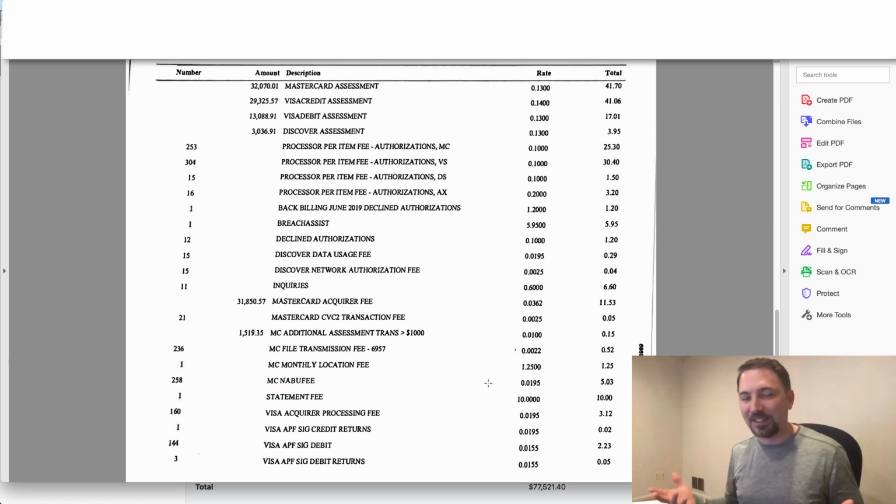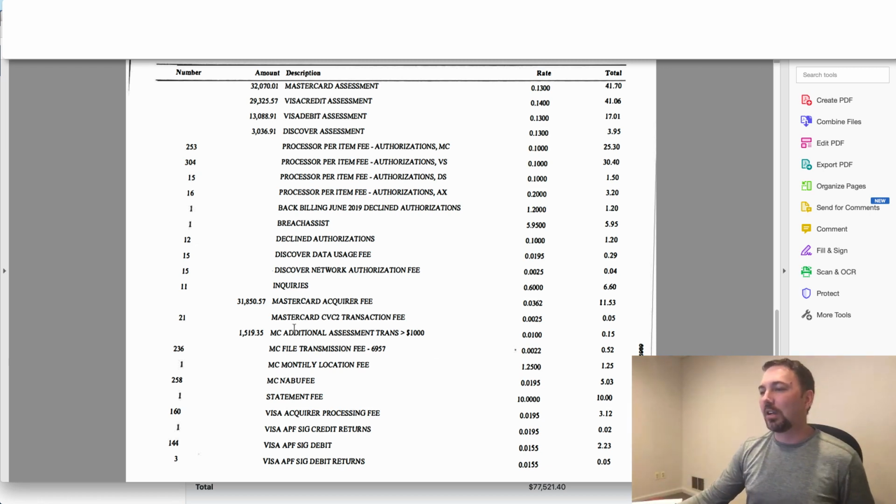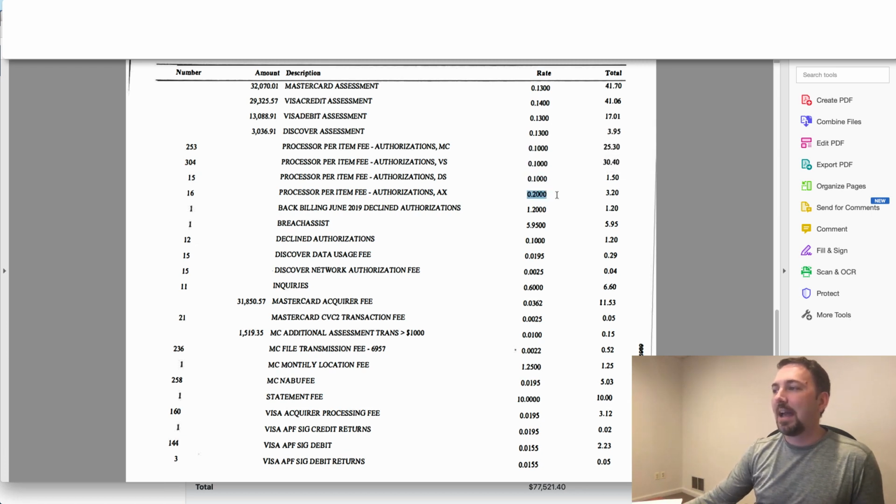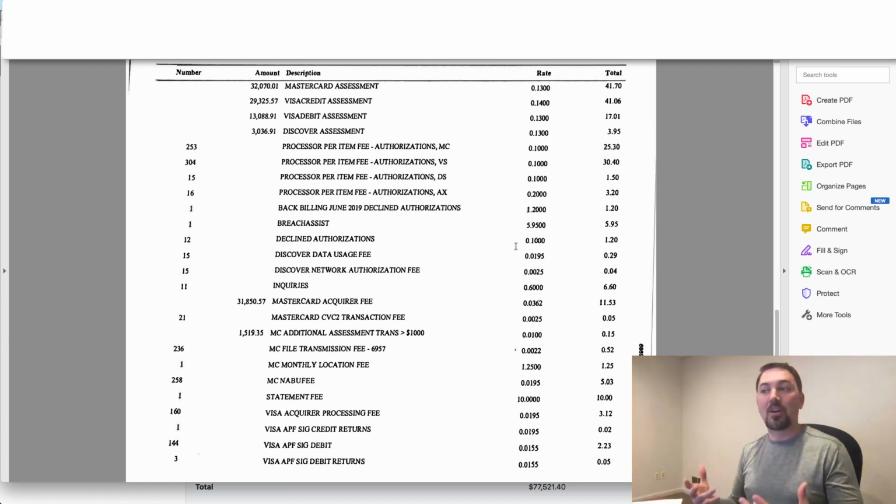If you just wanted to get the quick version, I'll show you right where it's at. So if you look at this actually, and we go up to the top, it is actually these right here. And so there is a 10-cent per item fee for MasterCard, 10-cent per item fee for Visa, 10-cent per item fee for Discover, and then a 20-cent per item fee for American Express. So those are the per item processing fees. Everything else here is actually a card brand fee.